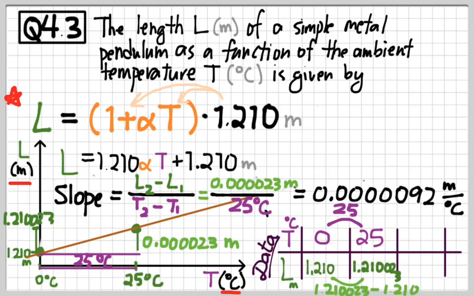First, let's write this number in scientific notation. It's going to be 9.2 times 10 to the minus, what is that? 1, 2, 3, 4, 5, 6. Meters over degrees Celsius. Now, here's my little trick to telling the story of a slope.